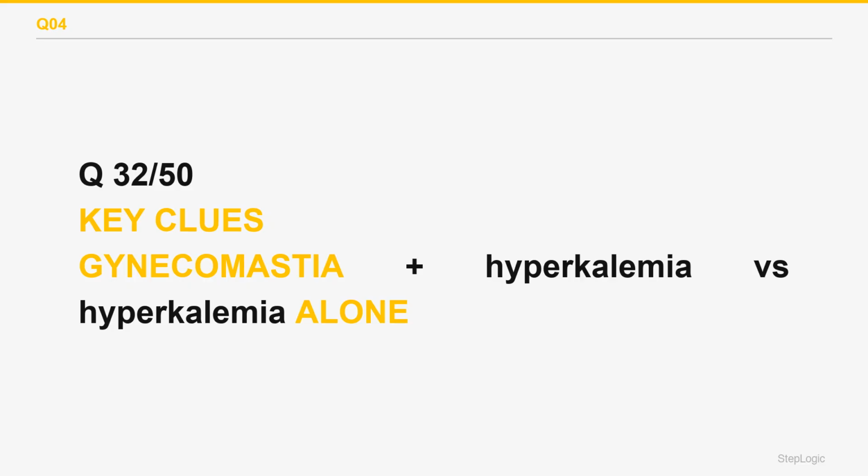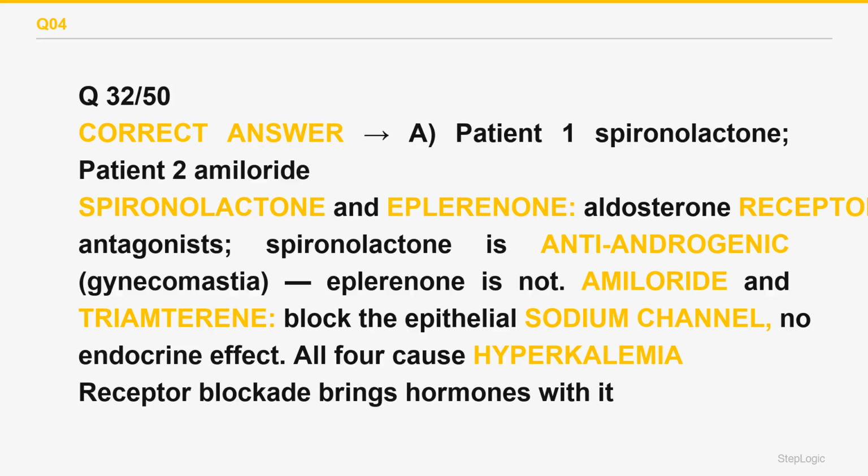Spironolactone is a competitive aldosterone receptor antagonist, and because that receptor is a steroid receptor, the drug also has anti-androgenic effects, producing gynecomastia, decreased libido, and menstrual irregularity. Amiloride and triamterene block the epithelial sodium channel directly, sparing potassium without touching any hormone receptor, so they cause no endocrine effects. Choice B reverses them. Correct answer is A. Eplerenone exists precisely to solve this problem and is the reason the distinction matters clinically.